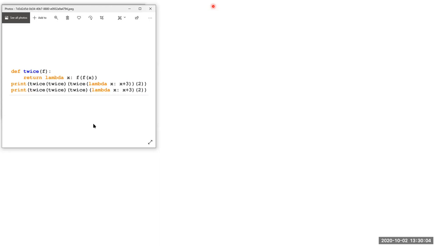Okay, we got this function twice. As you can see, it's just doing twice. I guess what this question tries to imply is, what's the difference between the first and two, right? So basically this is two questions in one. I'm just gonna say theta, lambda x, x plus 3.